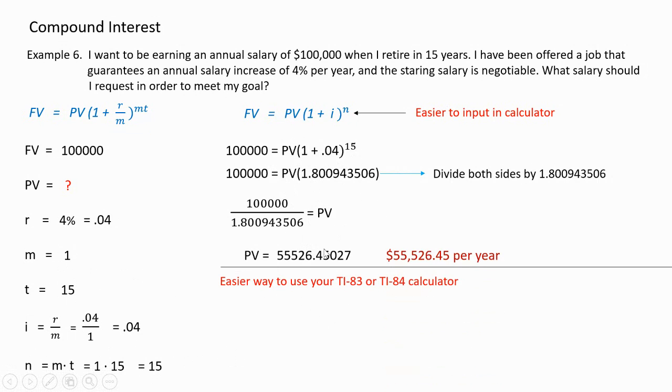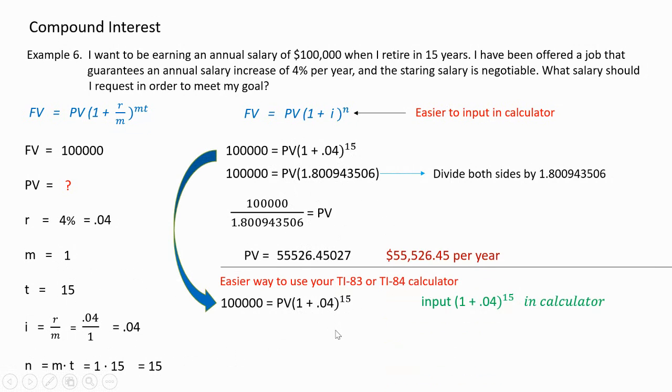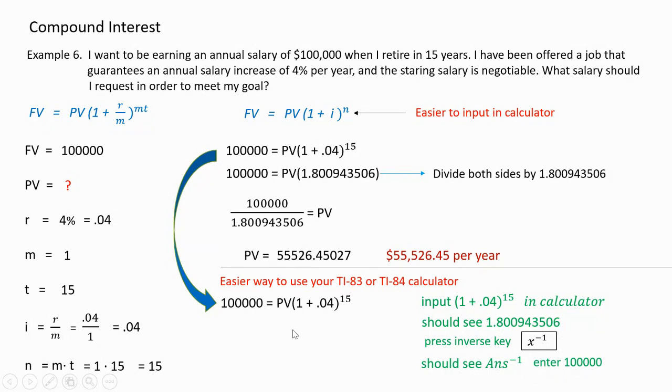With one throw of the calculator, it will be something in this sense. I'm going to enter what's in parentheses in the calculator. Once I enter that, I'm going to get 1.800943506. Then I'm going to hit my inverse key. After I hit my inverse key, what you should see is answer to the power of negative 1, which means it's going to be the inverse of 1.80943506. Then I enter the 100,000. So this is my answer. You see, guys, we get the same answer.